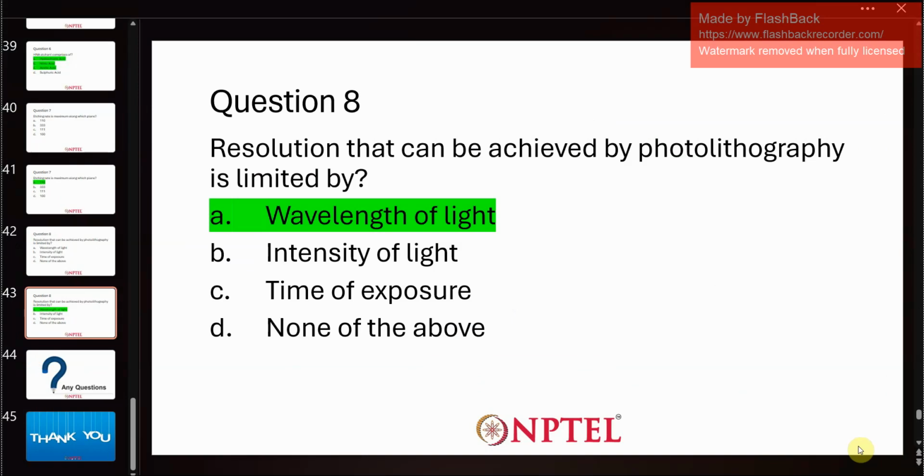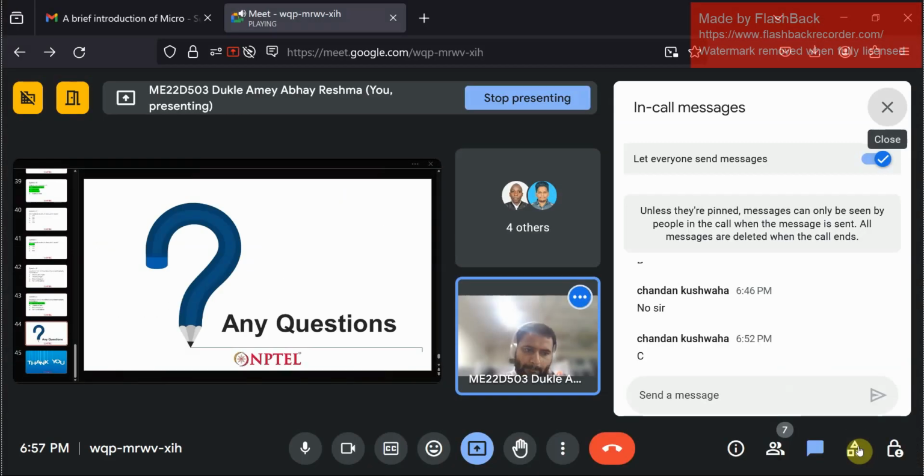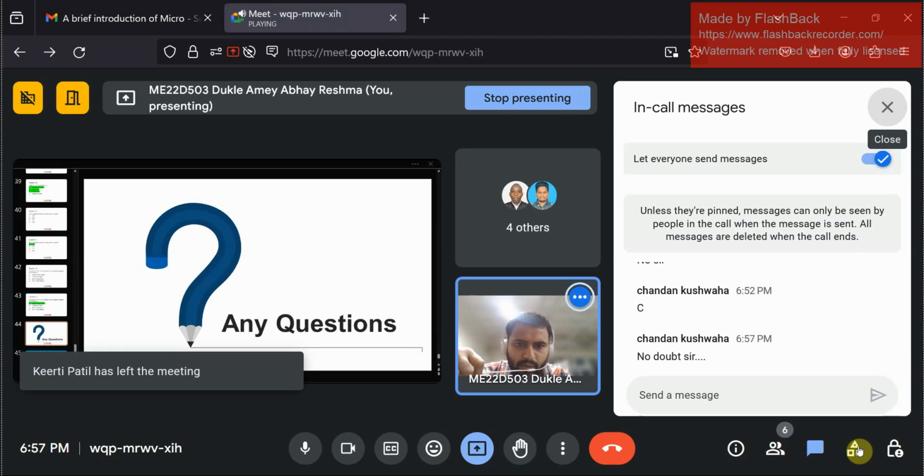So any questions regarding this content, regarding the assignment? Any questions? Okay, so if you don't have any doubts, you can leave the session. I'll just keep the question session open for the latecomers. But if you don't have any doubts, you can just leave the session.